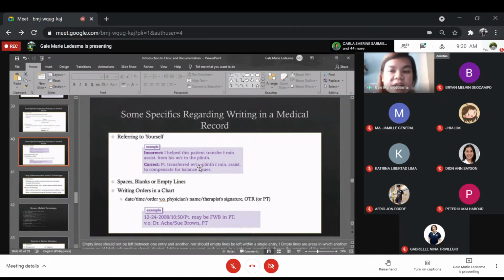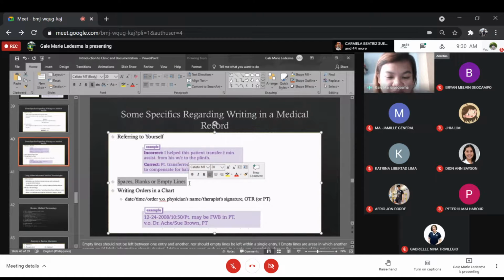Okay, when we refer no to ourselves, no? So it's always the patient who na gina-refer ta. And avoid spaces, blanks, or empty lines. Why do you think so?